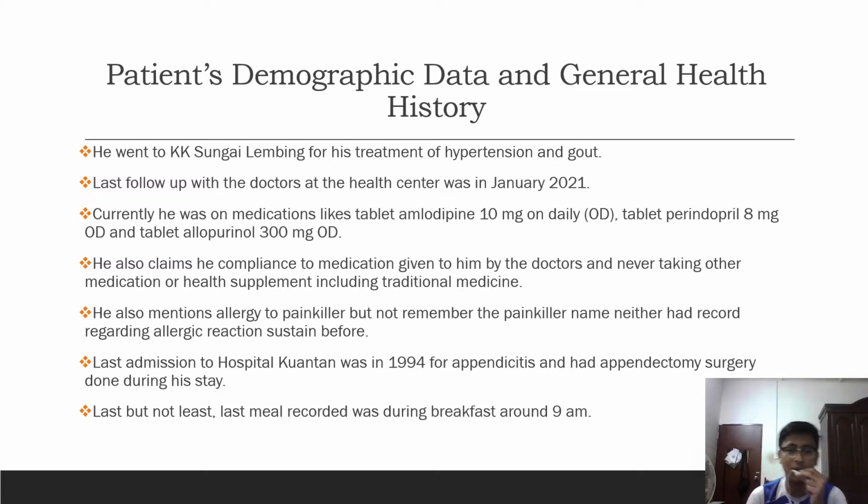in Hospital Kuantan. Last but not least, last meal recorded was during breakfast around 9 a.m. This patient's demographic data and general health history are taken based on the SAMPLE mnemonic. I will discuss the SAMPLE mnemonic in the next slides.